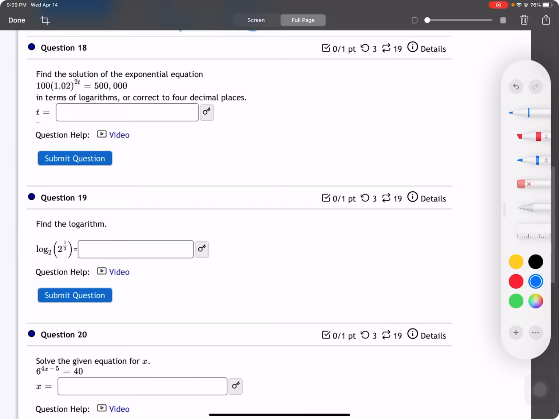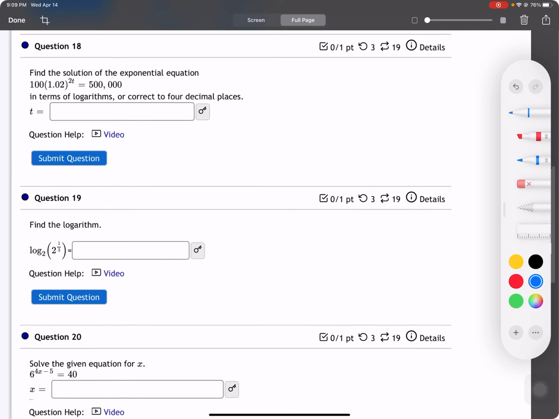Okay, here's part 2, the rest of the review. Now, this is already set up for us, and we're asked to solve for t. So we're going to take all our steps, and we're going to work backwards.